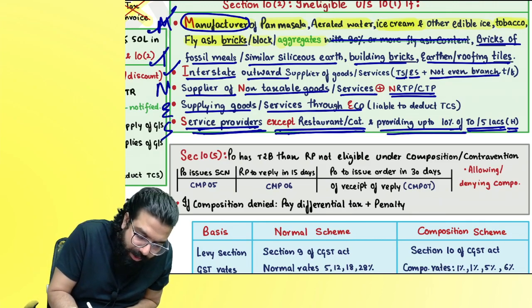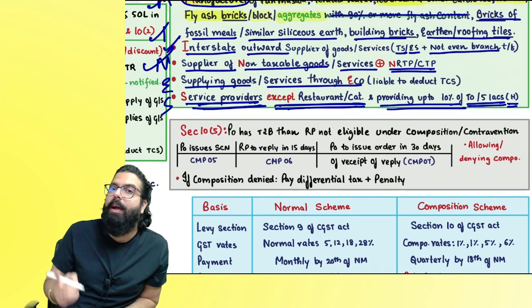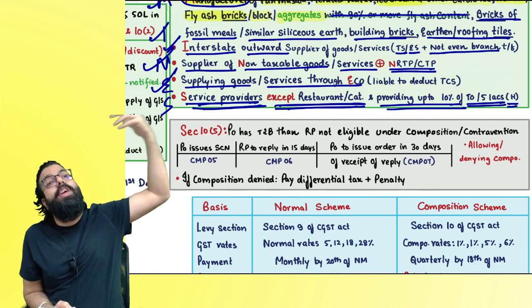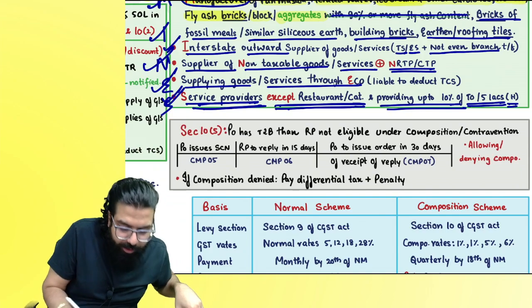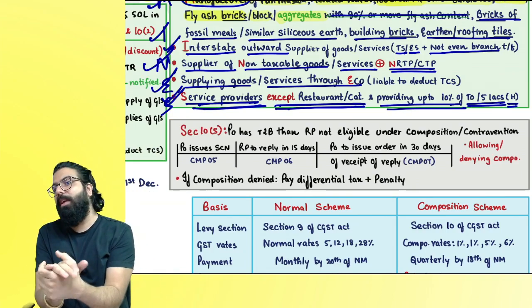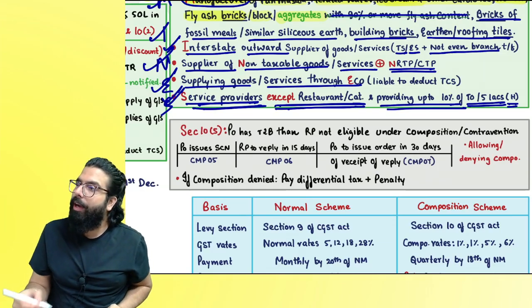MINES. Manufacturer, interstate outward supplier, non-taxable goods or services ka supplier. NRTP, CTP. E for person supplying through e-commerce, and S for service providers. But restaurant and catering is the service which is allowed, and little services is allowed. Can I go ahead, everyone?